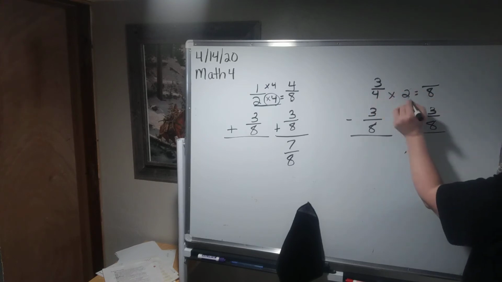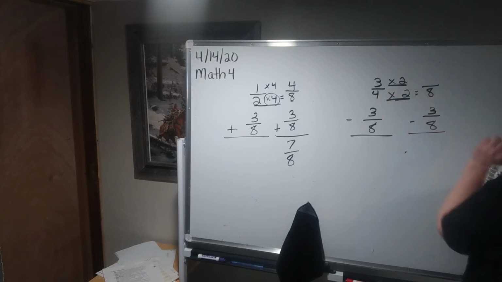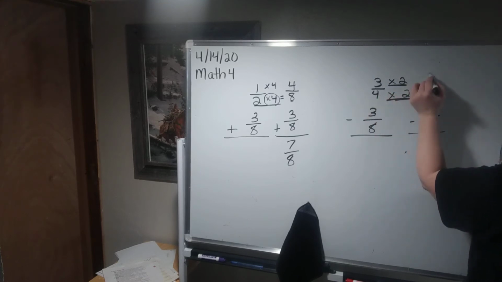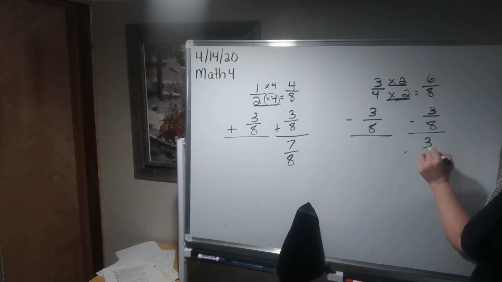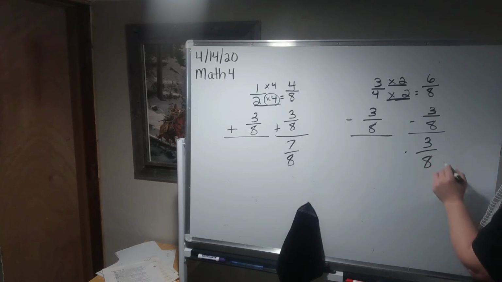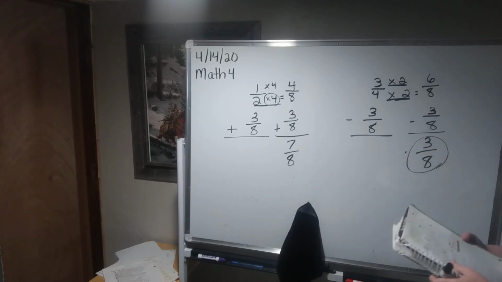Okay, whatever I do to the bottom, I have to do to the top. So I'm going to multiply the top times 2. 3 times 2 equals 6. So 6/8 minus 3/8. 6 minus 3 is 3, and I keep the denominator. 3/8 is my answer.